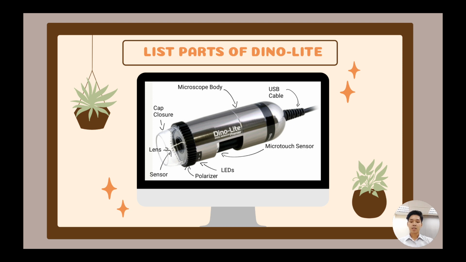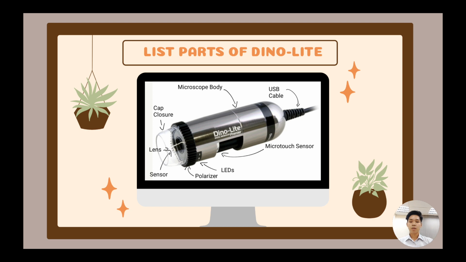Number one is the microscope body, the metal housing that contains the sensor, lens, LED, polarization, microtouch sensor, and other components. Number two, USB cable, the cable that connects the microscope to the computer.